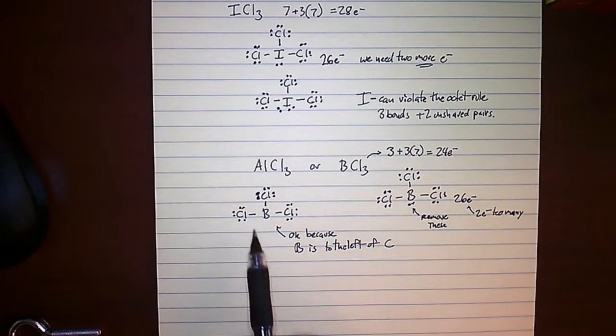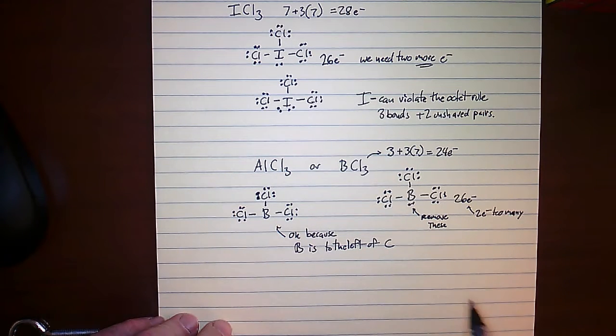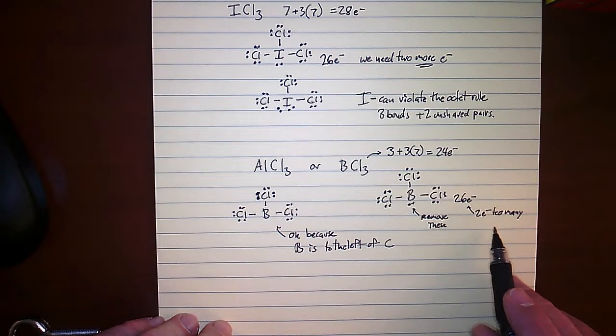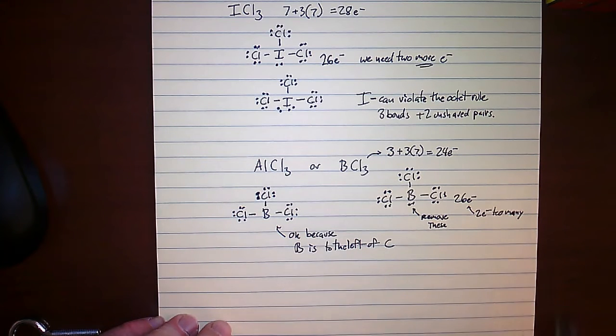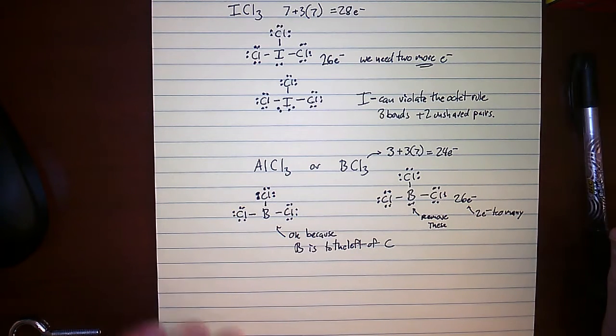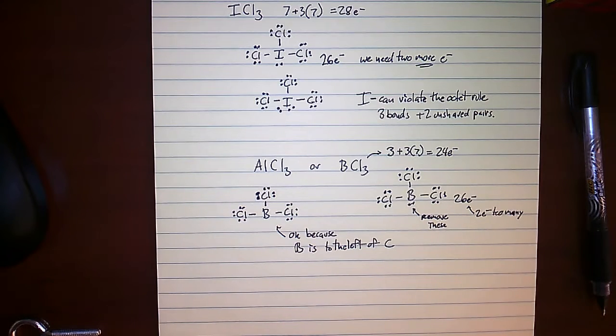So there it is. All right, so electron-deficient structures could be drawn with multiple bonds, but we just don't draw them because they're to the left of carbon, and so they just do what's called electron-deficient bonding.